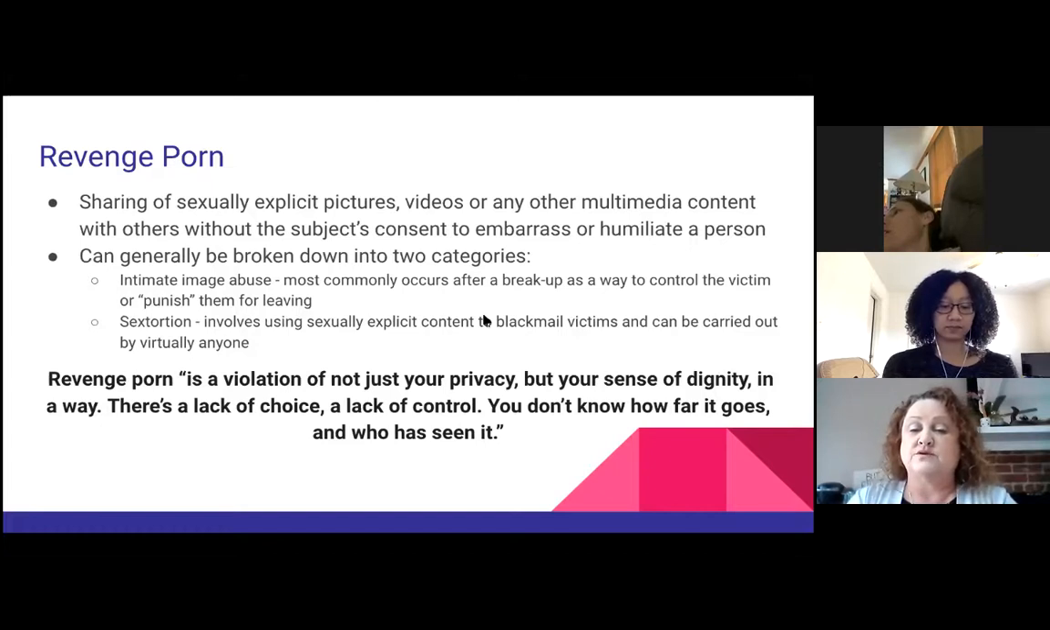So it can strip someone of their dignity. It can make you feel like your privacy has been violated, and you never know exactly how far it's going to go. So you don't know who's going to see it, your family, your friends, your parents, you don't know. And this is a control tactic that some individuals will use that can have just ongoing effects for the victim.